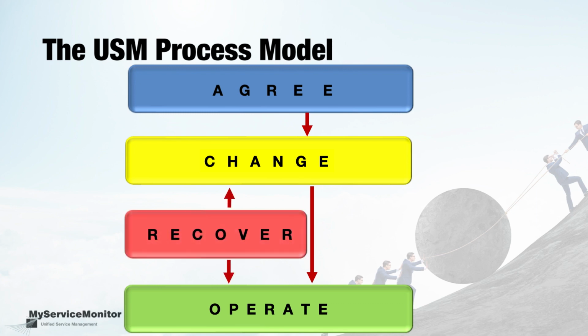Now, as long as things run according to our agreements, all we really do is operate. But if the service isn't delivered as agreed, the provider has to take action to recover from the failure. This can be done directly in production operations, or if a managed infrastructure component needs to be changed, we'd go through the change process first before realizing the fix in the operate process.